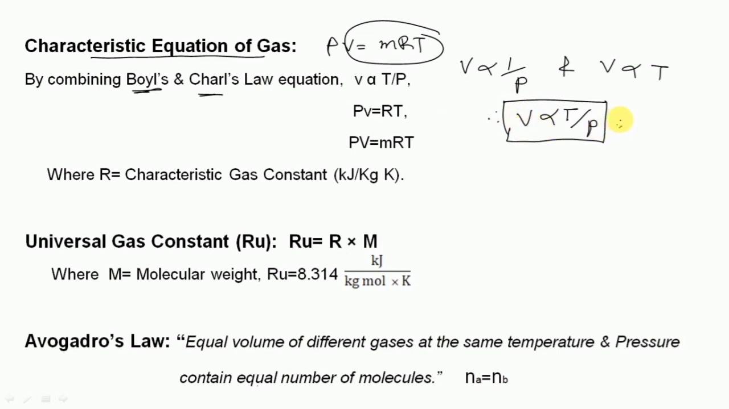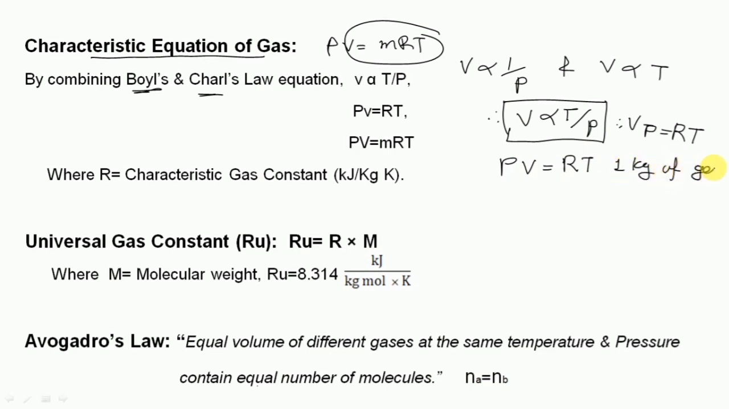If you rewrite this terminology, and remove this proportionality, then we can write P into V, with P written beside the V, is equal to some constant R and temperature T. So we can write P is equal to RT, or P into small v is equal to RT. This is for 1 kg of gas.